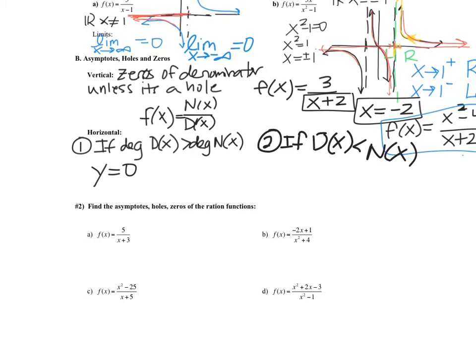If the degree of the denominator is less than the numerator degree, okay? Then you will have no horizontal asymptote at all. Because x is getting bigger and bigger and bigger, and it's going to infinity, so will your graph. It'll go off to infinity with no asymptote.